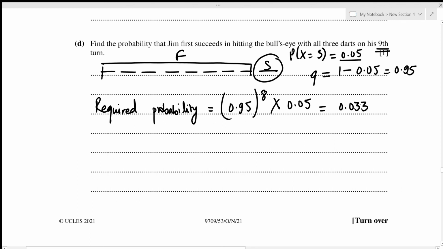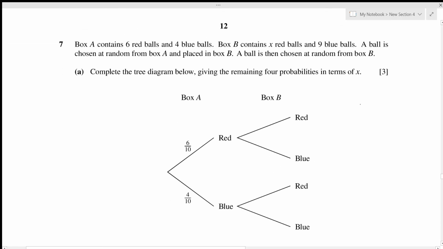This concludes the 6th question. Let's move on to the 7th one. Box A contains 6 red balls and 4 blue balls. Box B contains x red balls and 9 blue balls. A ball is chosen at random from box A and placed in box B. Alright, a ball is then chosen at random from box B. We need to complete the tree diagram below, giving the remaining 4 probabilities in terms of x.